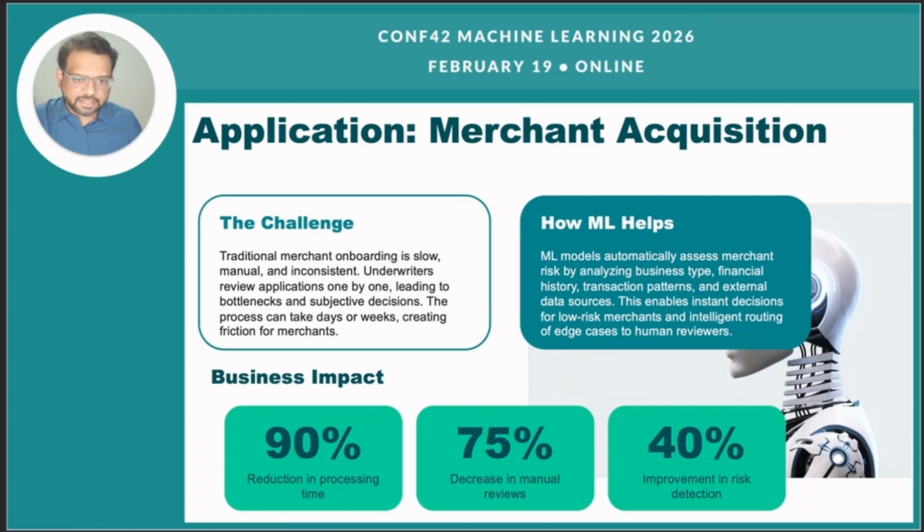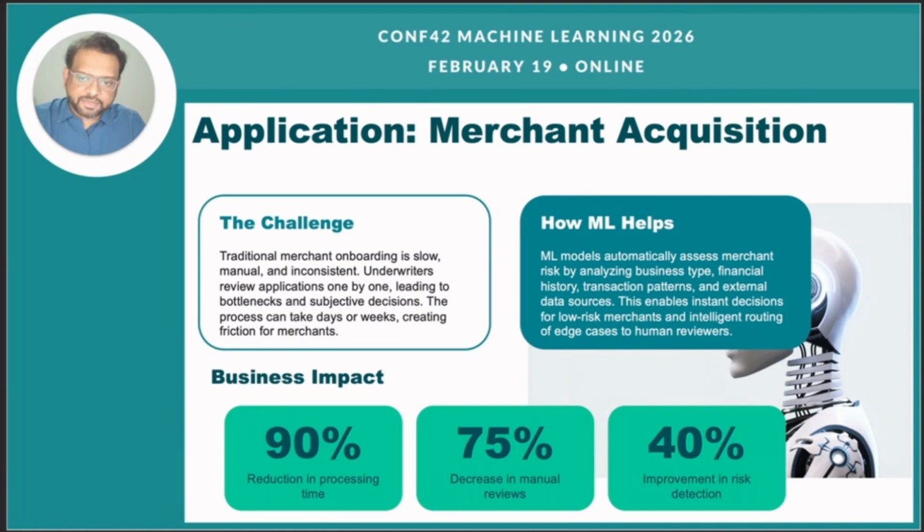There can be human biases. Different reviewers can have different perspectives and come up with different conclusions on the same or similar applications. And the process doesn't scale. You need to hire more and more underwriters linearly as the applications grow in scale.